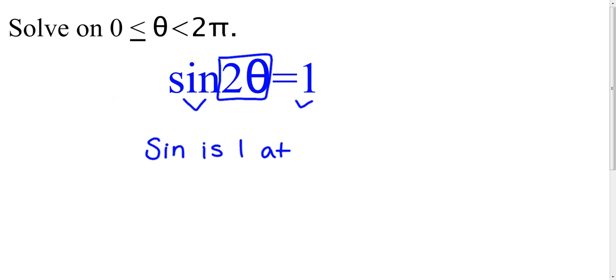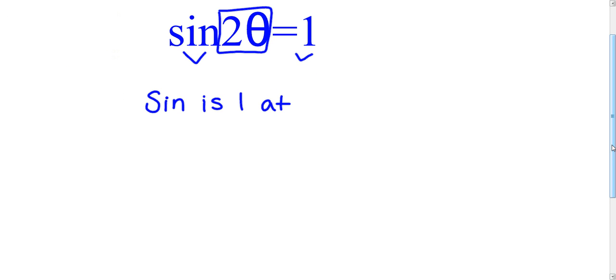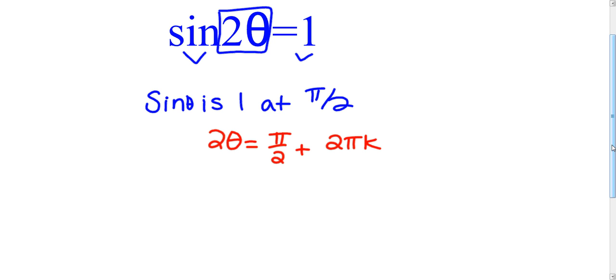So I go over here, and I know that sine is 1 at pi over 2. But that's where sine at theta, I should say, is 1. This is sine at 2 theta. So what I need to do is set 2 theta equal to pi over 2 plus 2 pi k. The reason you're putting the 2 pi k down there is because sine's period of the function repeats itself every 2 pi. So when I put that 2 in front of my theta, I'm altering my period, and it's going to repeat itself more often than that.